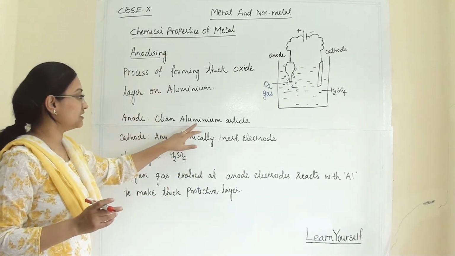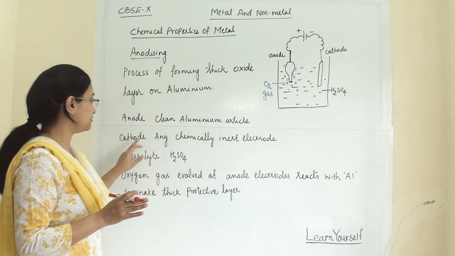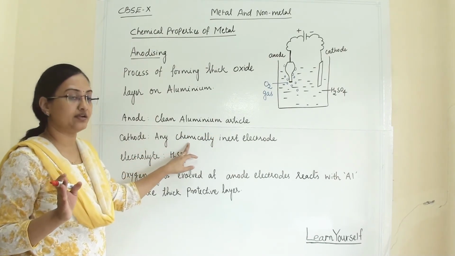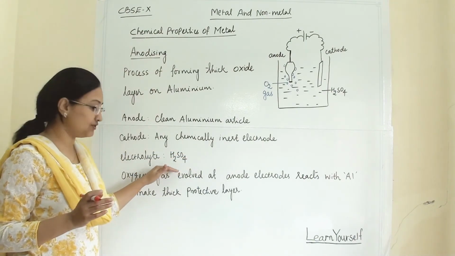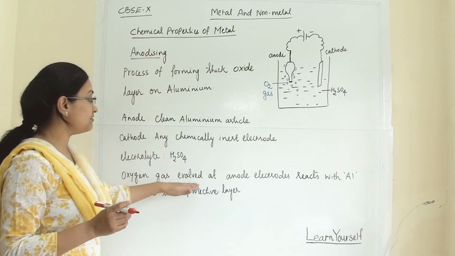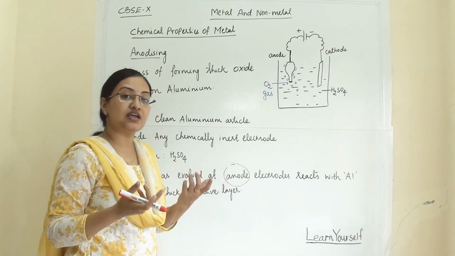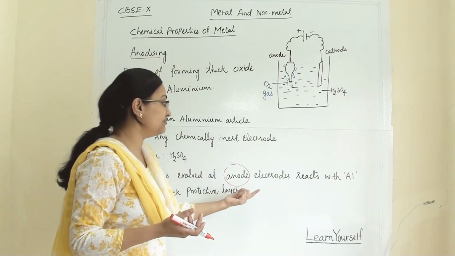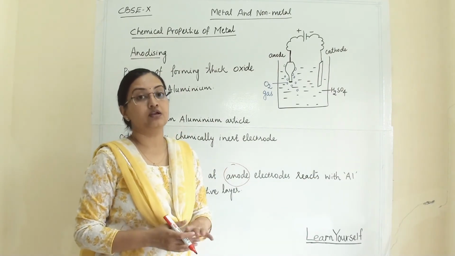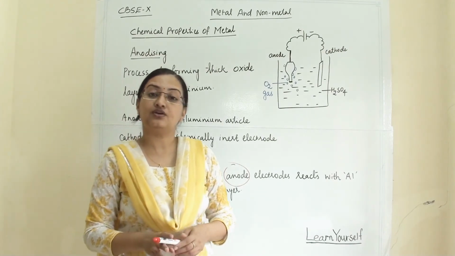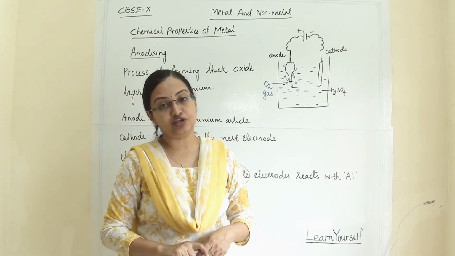Anode: we have taken a clean aluminium article on which we want an oxide layer. Cathode: any chemically inert electrode, for example carbon. Electrolyte: sulfuric acid. Oxygen gas evolves at the anode. This we have to remember, that the oxygen gas evolved at the anode will react with aluminium and make a thick protective layer. So this is the process of anodizing, by which we protect aluminium articles and showpieces.